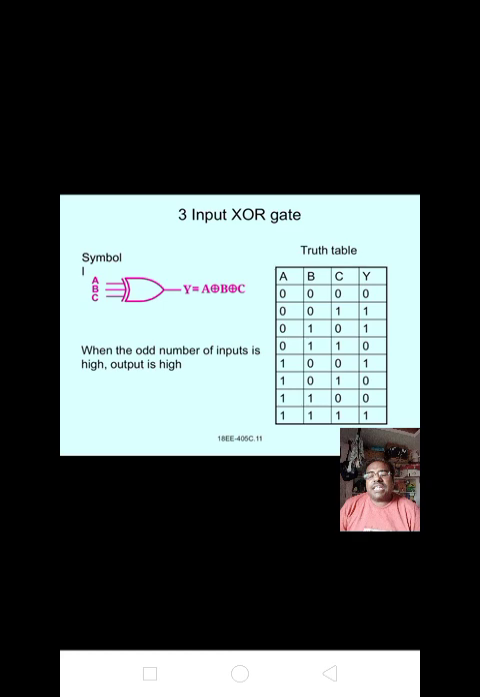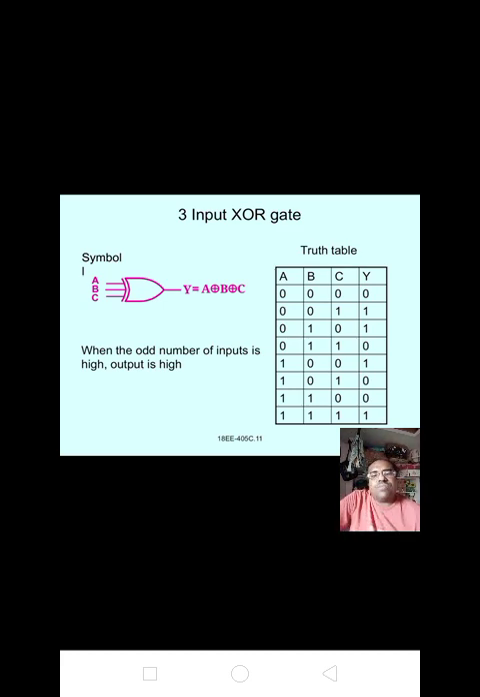Okay, these are the decimal inputs. We have to convert them into binary form using the 421 code. That is, for 0 it is 0, 0, 0, for 1 0, 0, 1, for 2 0, 1, 0, for 3 0, 1, 1, for 4 1, 0, 0, for 5 1, 0, 1, for 6 1, 1, 0, for 7 1, 1, 1.